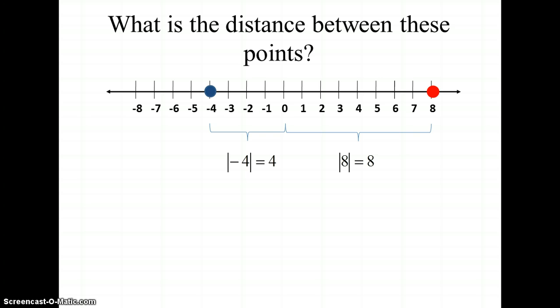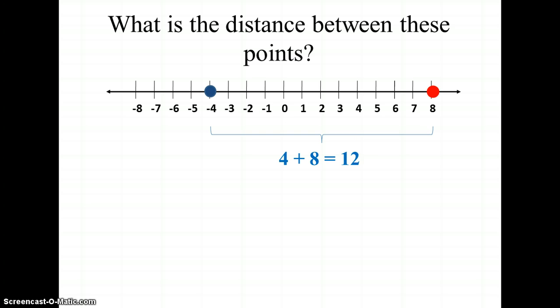Then I look for the absolute value of 8. How many units do I need to go from 0 to get to 8? And the answer is 8. So altogether, to go from -4 to 8, I had to go 4 units to get to 0, then another 8 units to get to 8. So 4 plus 8 equals 12. 12 units. That's the distance.